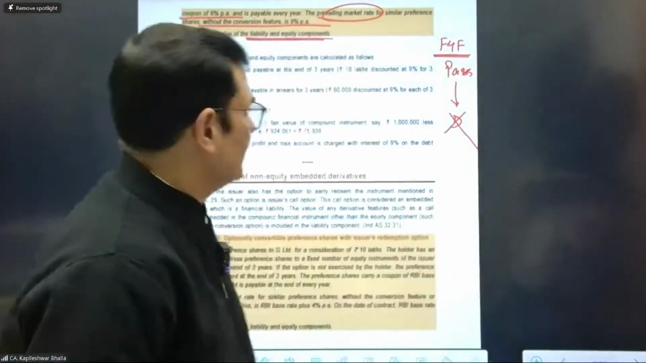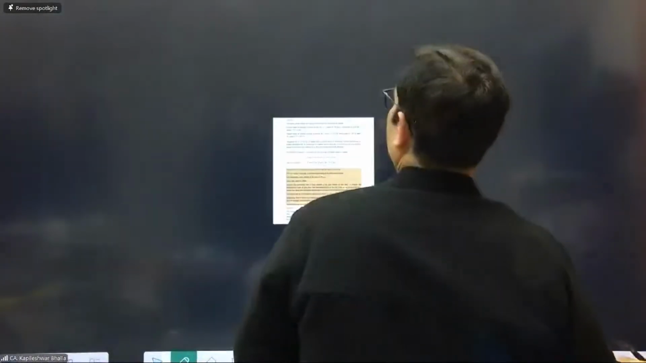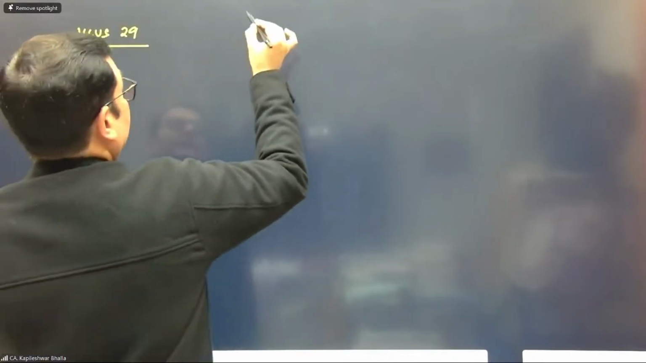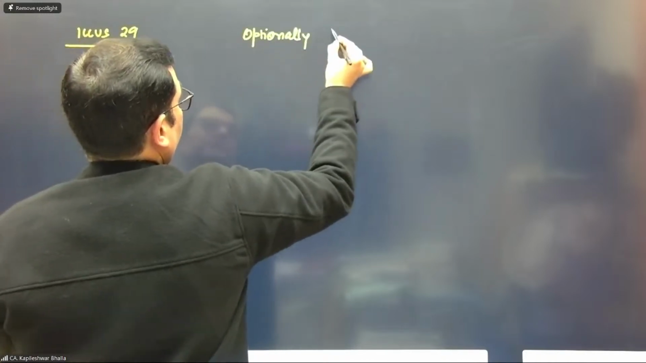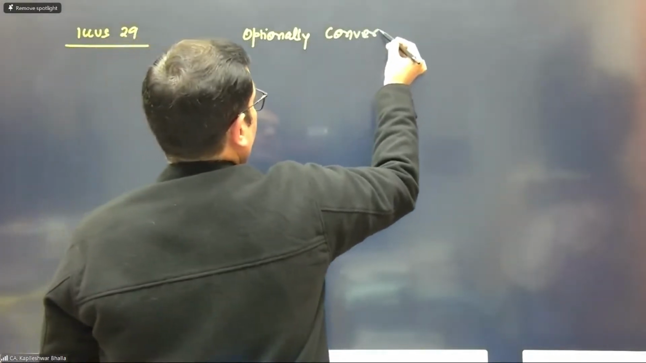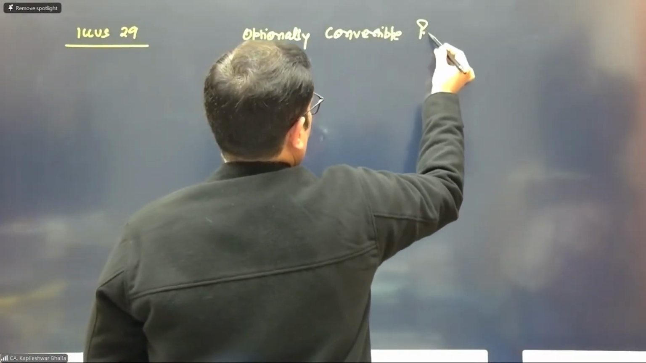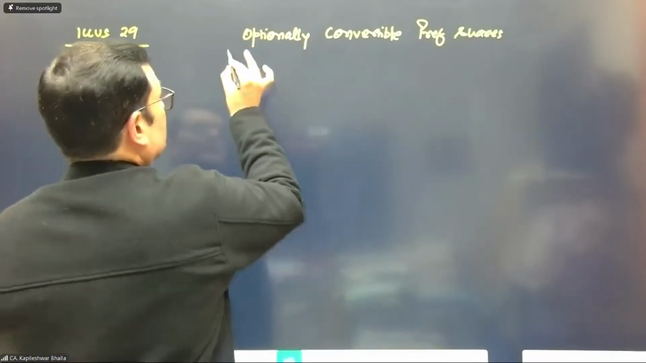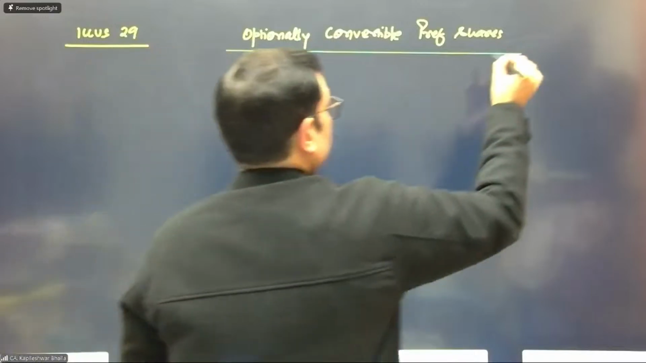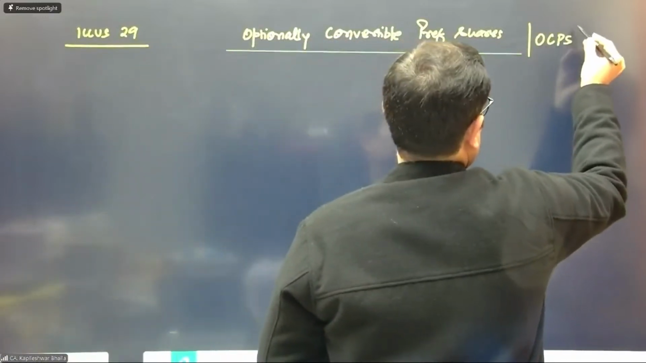Let's do this one also in detail. Let's go to illustration 29. So let me just add illustration number 29 as well. So this is my second case where I am looking at optionally convertible preference shares. In short, we can call it OCPS.